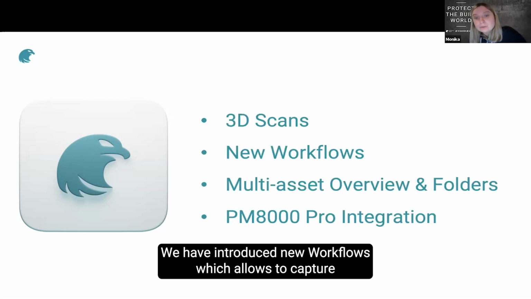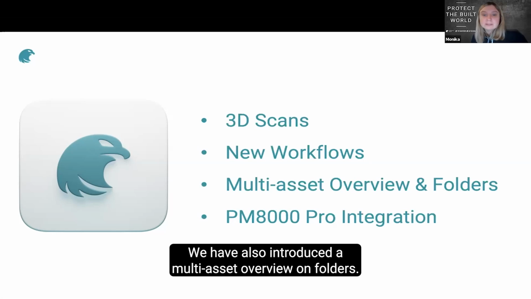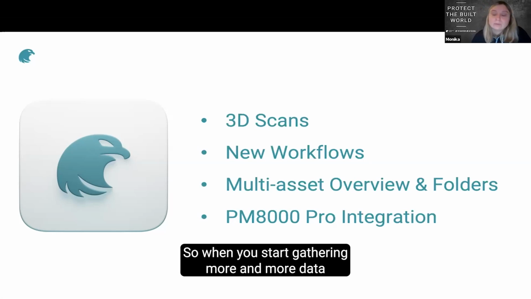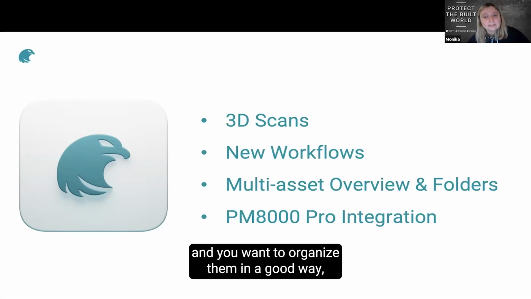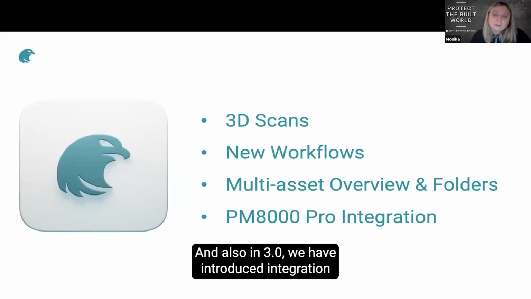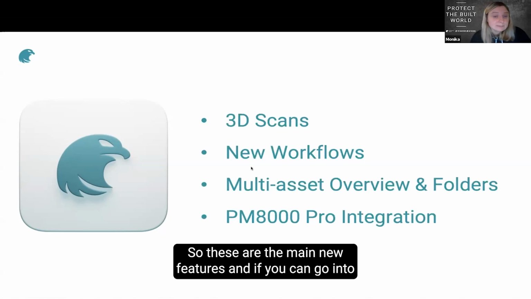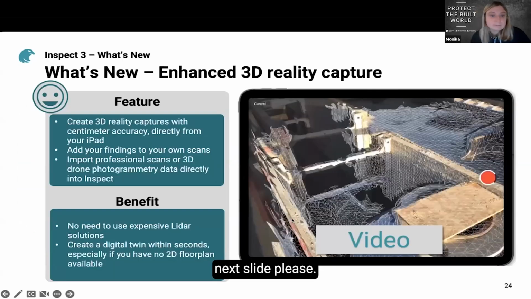We have introduced new workflows, which allow you to capture data in a checklist type of way. We have also introduced a multi-asset overview and folders. So when you start gathering more and more data, and you want to organize it in a good way, you can use the overview and the folders. And also in 3.0, we have introduced integration with the new Profometer PM8000. So these are the main new features. And if you can go to the next slide, please.